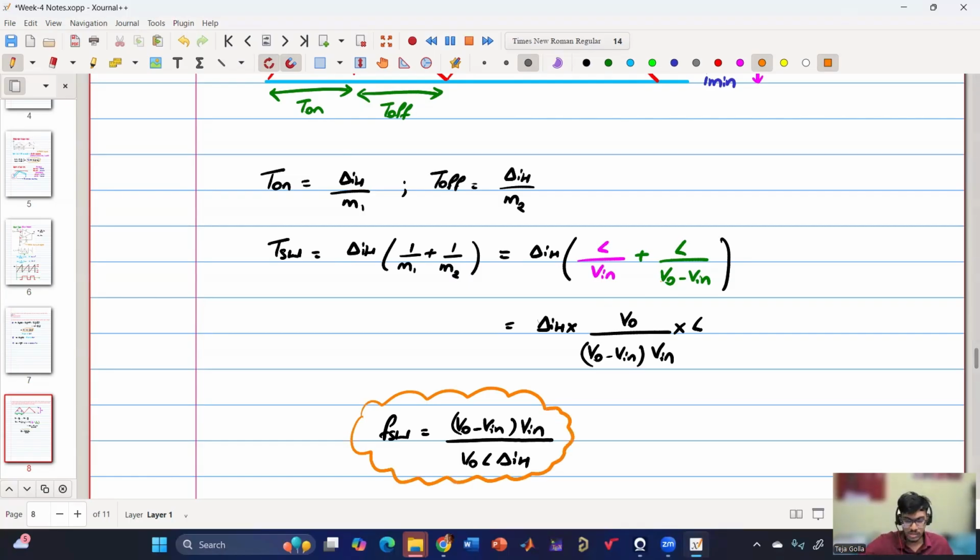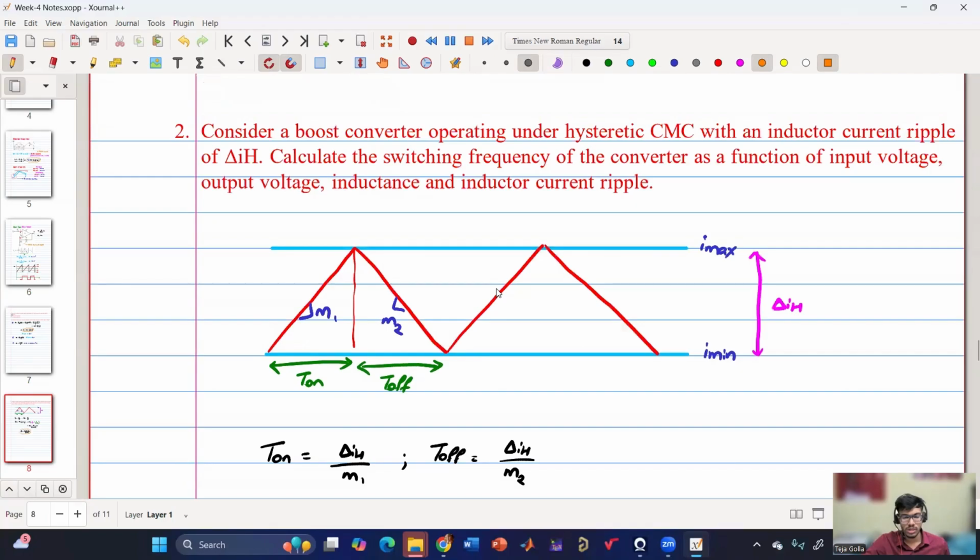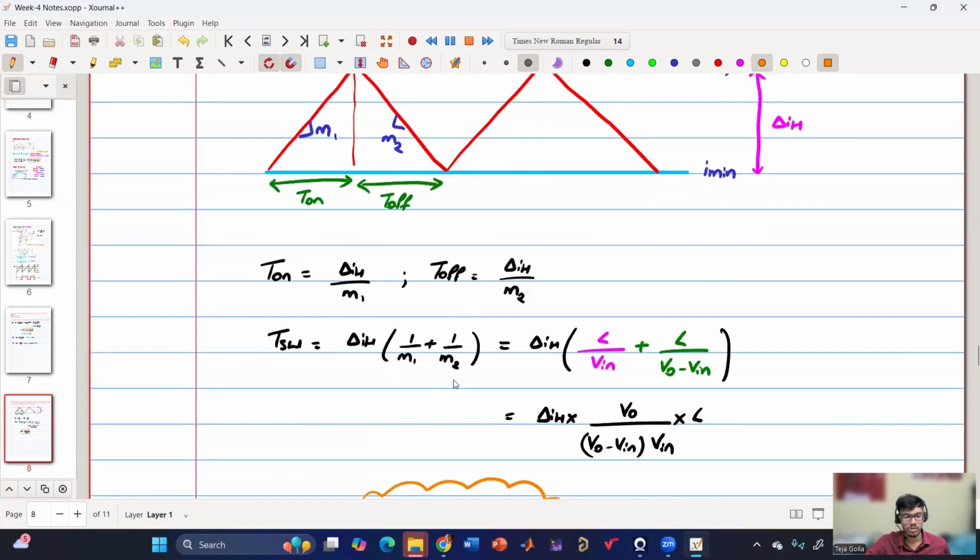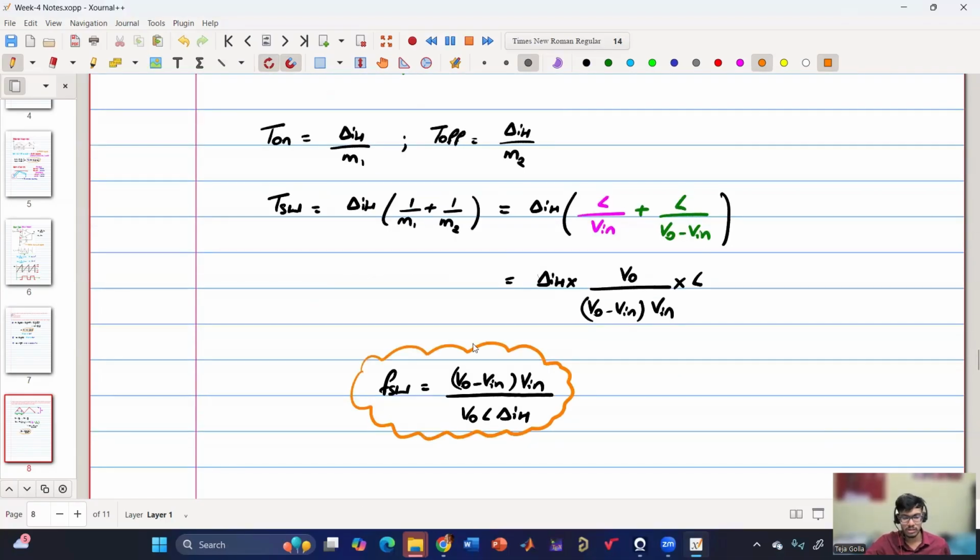So this is how it is calculated. Based on the requirement, if it is a buck converter, M1 and M2 will change. If it's a buck-boost converter, M1 and M2 will change. But the process remains the same. Basically, we are calculating different slopes for the given converter.